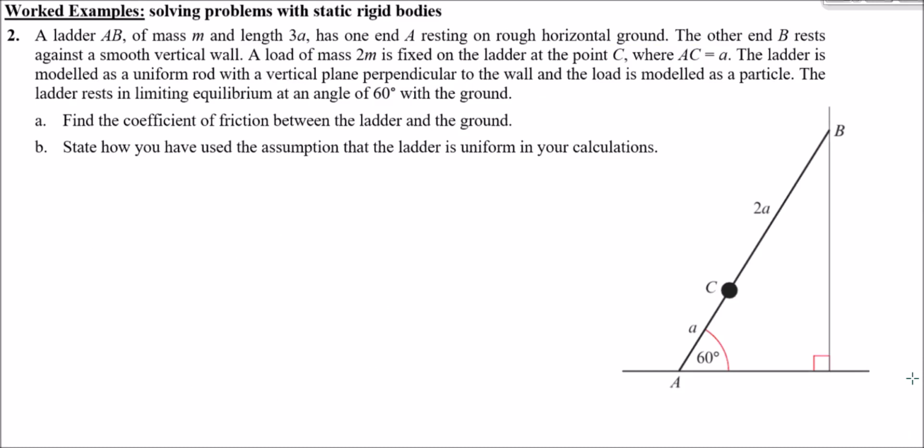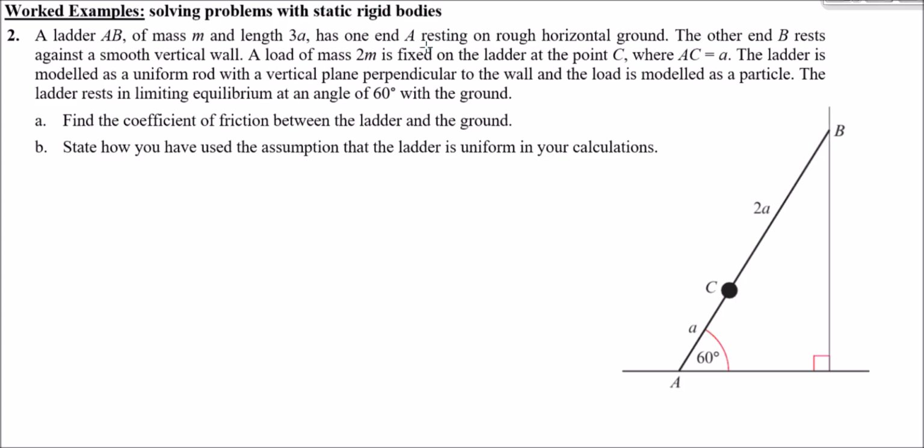This second question, as you can see, it's a ladder. So it's a ladder AB, mass M and length 3A. It's got one end A resting on rough horizontal ground. So that first sentence we can already begin to add in a fair bit of information. So what we can do here is add in the weight of a ladder.